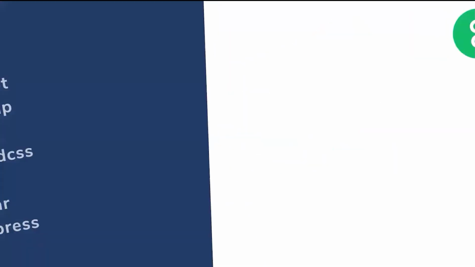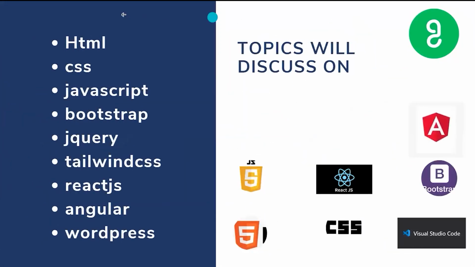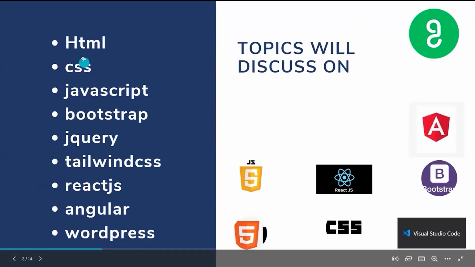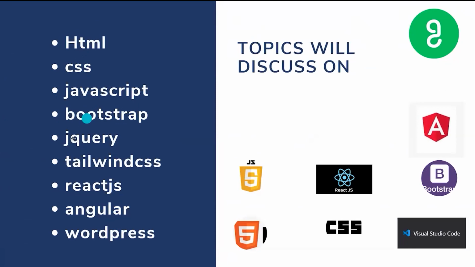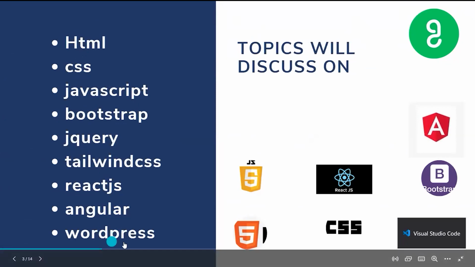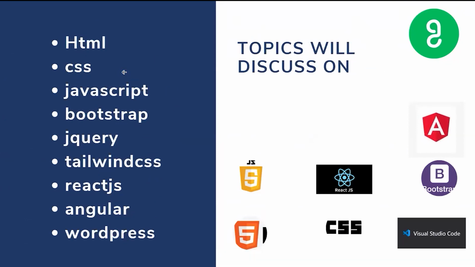So first, open the new slide. You can see these are all the topics I'm going to cover. What is HTML, what is CSS, what is JavaScript, Bootstrap, jQuery, Tailwind CSS, React.js, Angular, WordPress. These are all the technical terms which come under front-end technology.